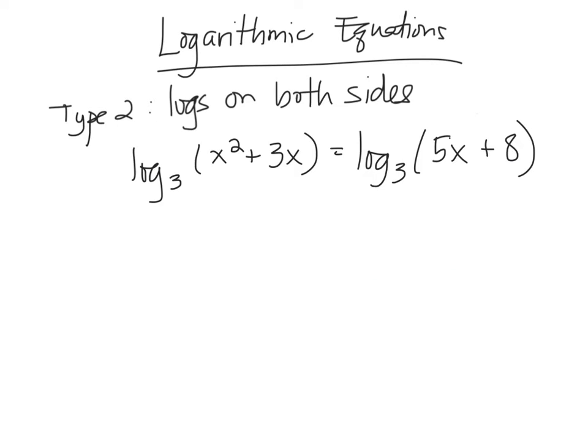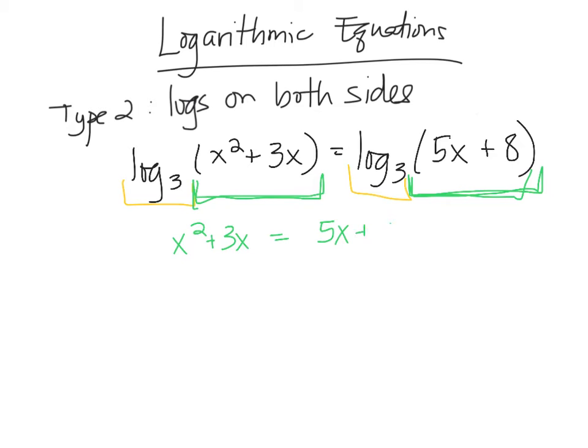Okay, problem type 2, we have logs on both sides. So we have one log equal to another log. It turns out that if the logs and the bases are the same, so this log base 3 equals this log base 3, these quantities also have to be equal to each other. So x squared plus 3x has to equal 5x plus 8.